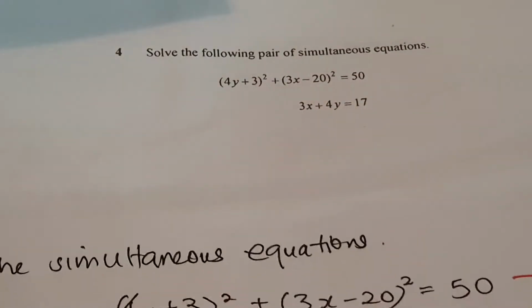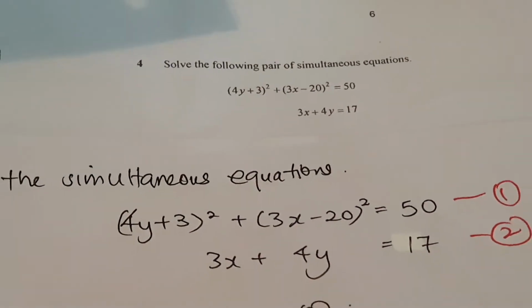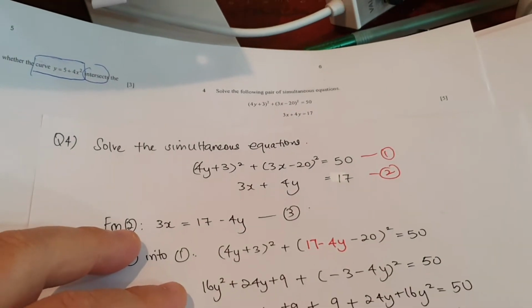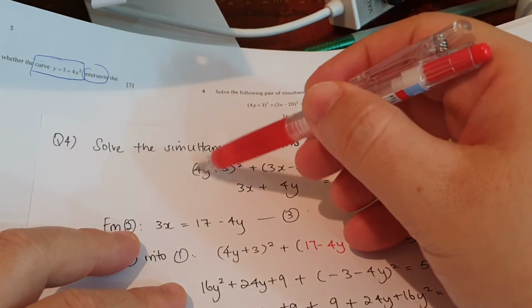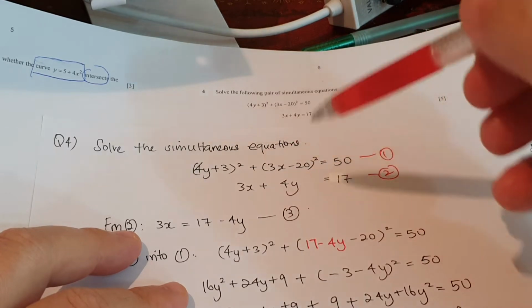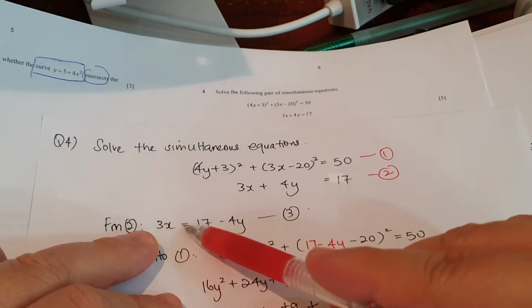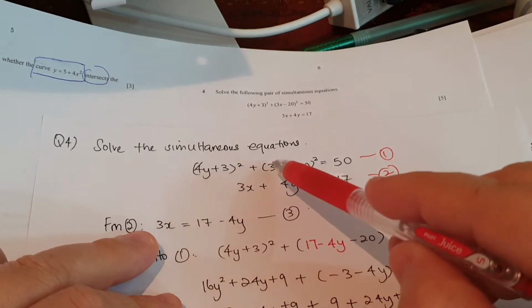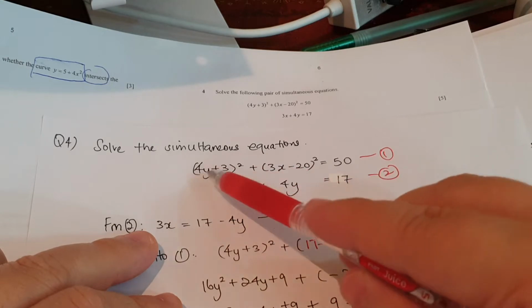Now first thing, you have to notice that there's a 4y here, there's a 4y here, there's a 3x here, there's a 3x here. So instead of just blindly making x the subject or y the subject, right, you can make either 3x the subject or 4y the subject, and then you sub in.